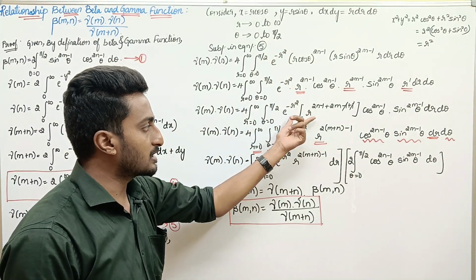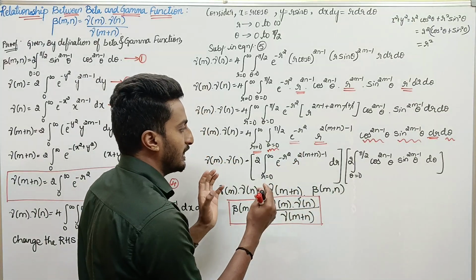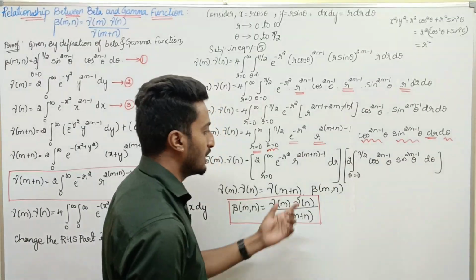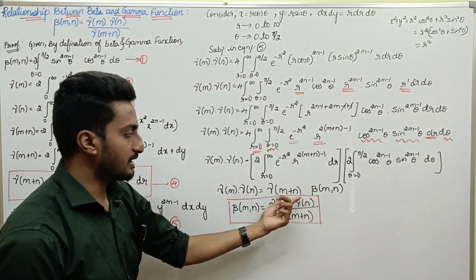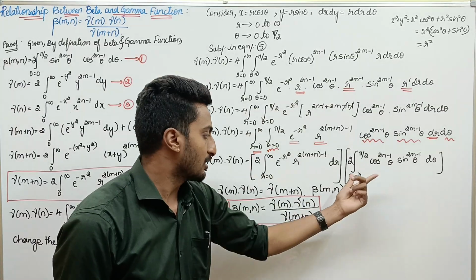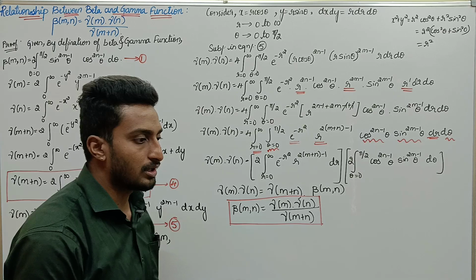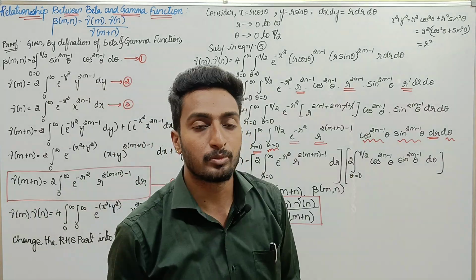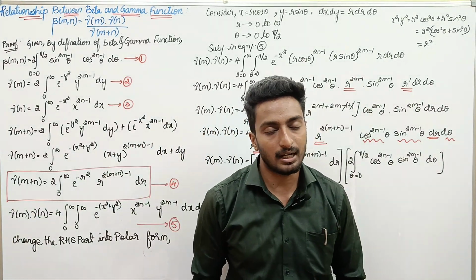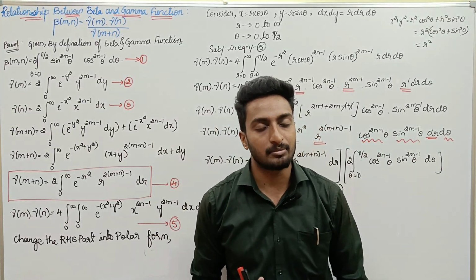Consider the radius term on one side and the angle theta term on the other side. Represent gamma of m plus n as r and beta of m comma n as this step. If you simplify, you get the relation between beta and gamma function. This is how you are supposed to prove the relation between beta and gamma function. I hope you have understood this step-by-step procedure to write it in the main examination.